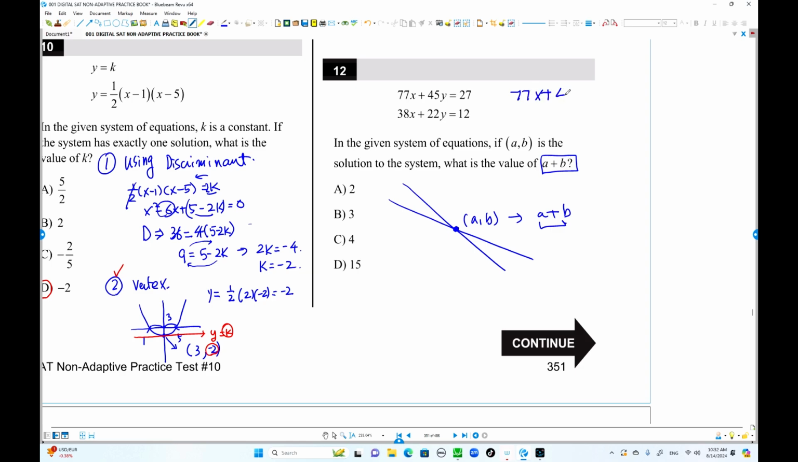77x plus 45y equals 27 times 12 here. 76x plus 44y equals 12. When you see over here, right, subtract: 77 minus 76 is x, 45 minus 44 is y. That equals 15, isn't it? You got this number, right? That value x is a, y is b. Okay? If we solve this, we can get the right solution very quickly, okay?